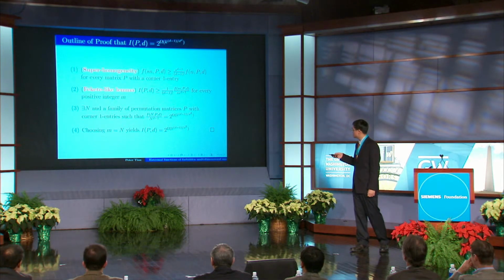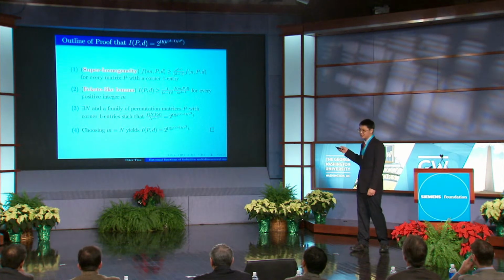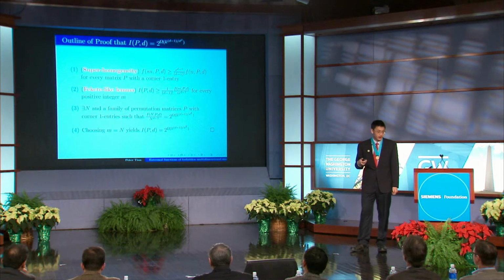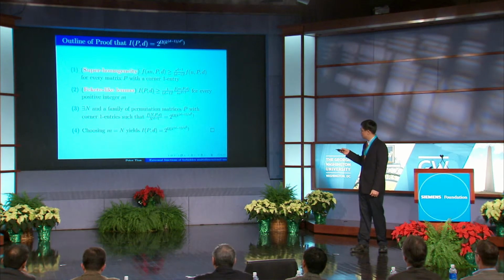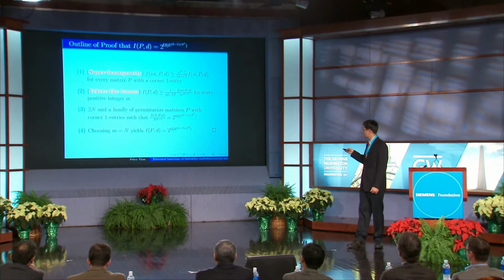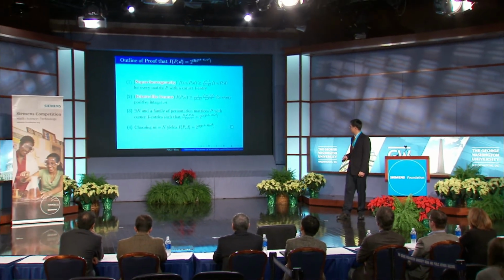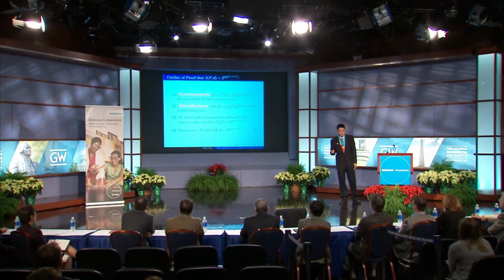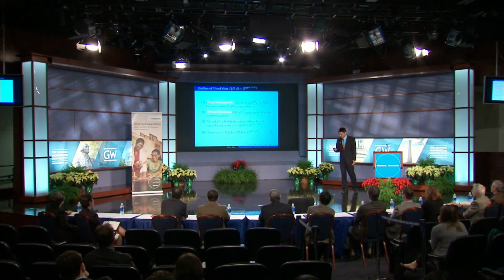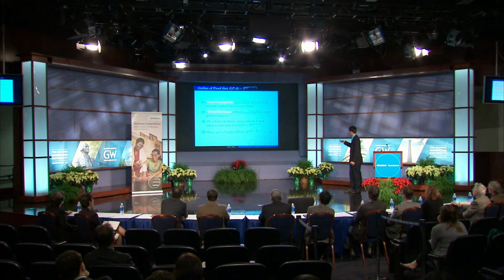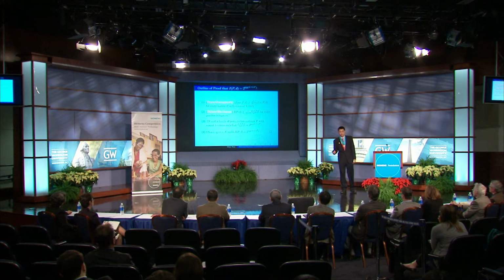So the first step is showing the weaker form of superhomogeneity that I mentioned earlier holds true for every matrix P with a corner 1 entry. Then we can use this equation to prove a Fekete-like lemma, which gives a lower bound on the limit inferior. And then the third step is showing a probabilistic lemma similar to the one that Fox used in his proof. And then finally, we can simply choose M to be capital N in here to show this bound on the limit inferior. And that concludes the proof of this theorem.